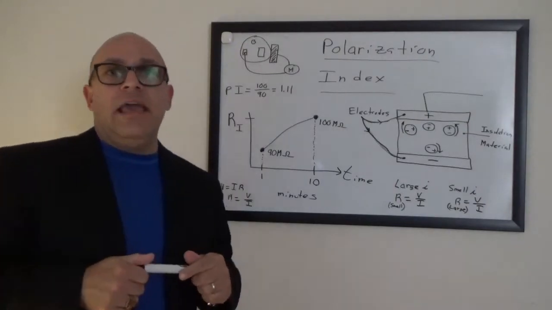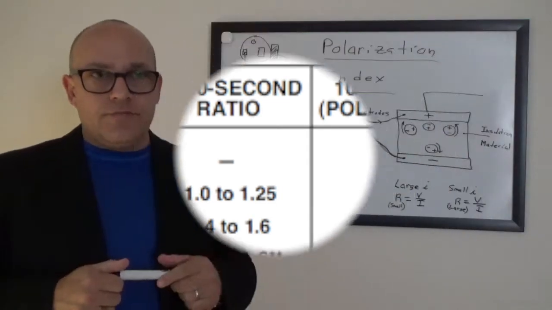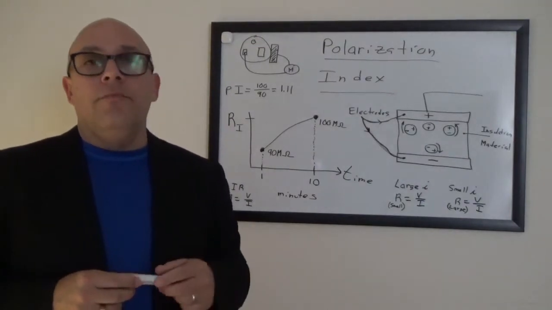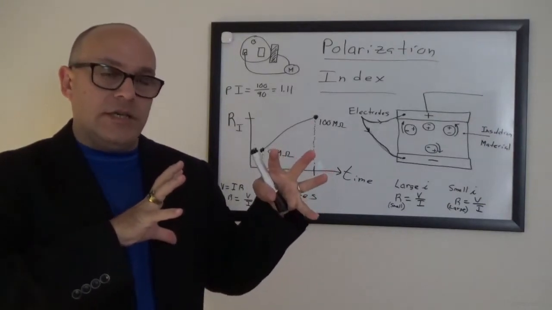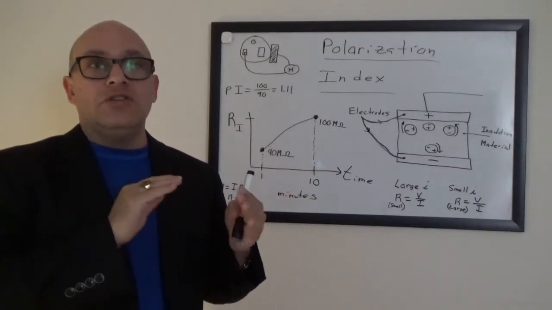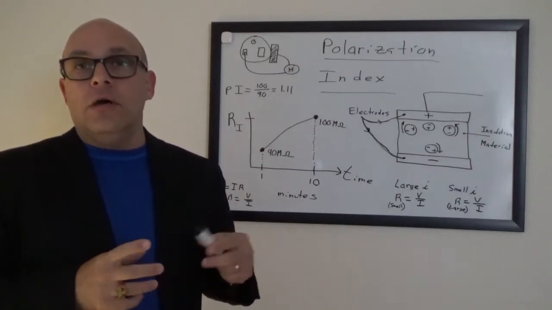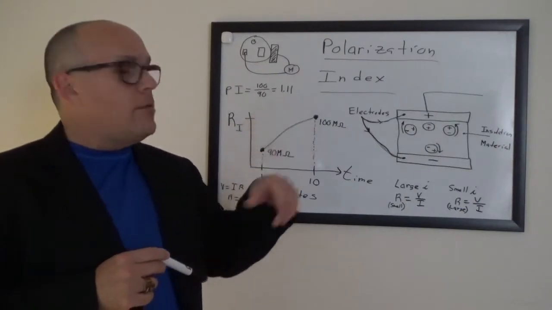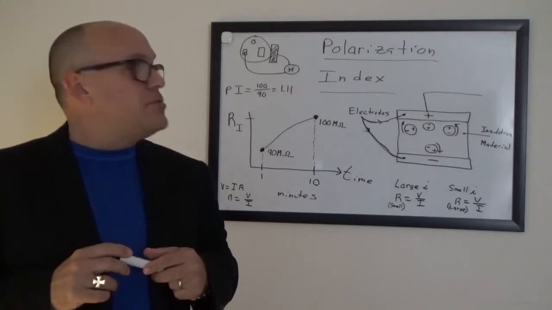Well, you go look at the tables for polarization index for your particular industry, or you can go to the Megger website and pull those tables, and it tells you on a numerical value what is no good, fair, and very good. So you've got those numerical values that tell you something. We're probably going to zoom in quickly and show you what those look like from the Megger perspective.